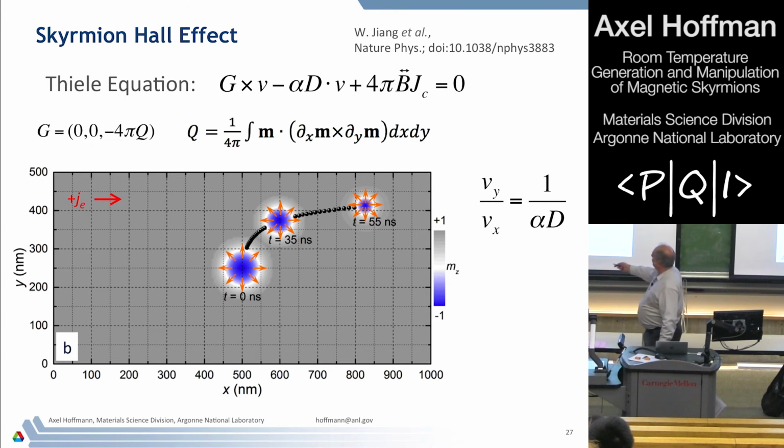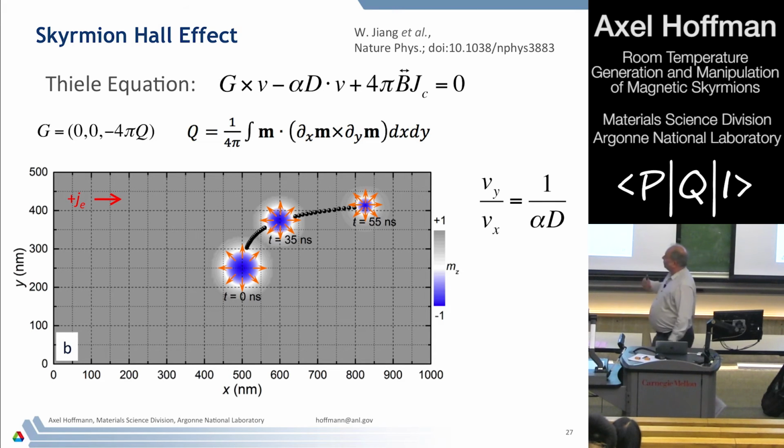This you can actually see in a micromagnetic simulation. Let's say you take a slab of material here, you put a skyrmion in the middle, and then if you apply a current, you see that initially it starts moving mostly sideways until it gets closer to the edge, when it starts moving more towards the direction of the driving force.